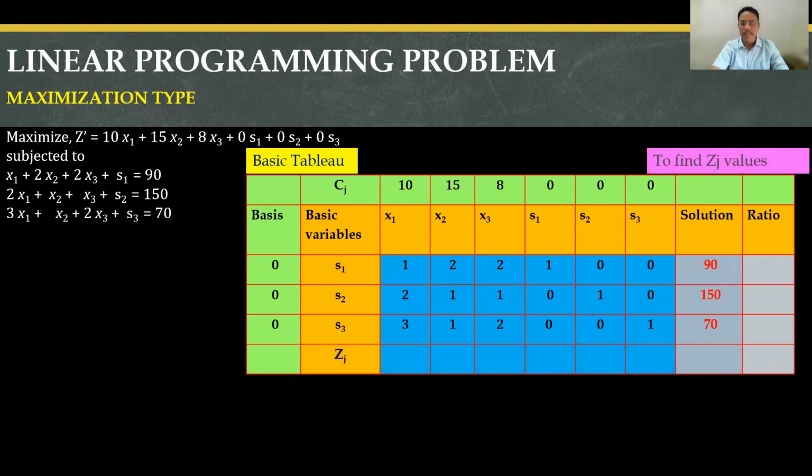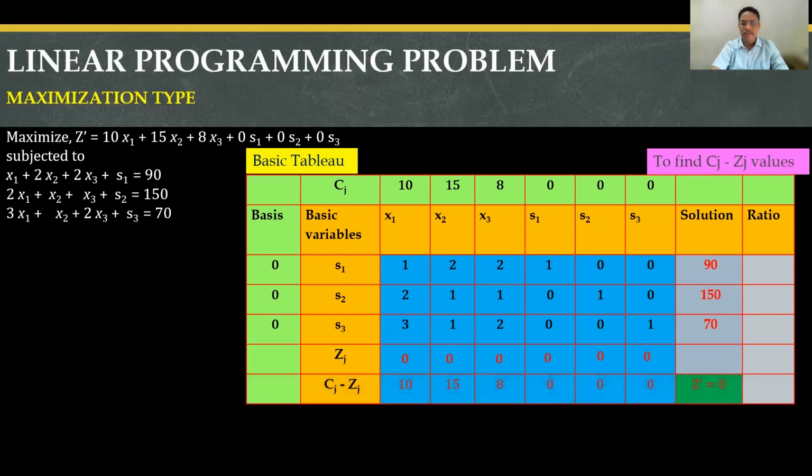The next step is to find the Zj value, and we get the Zj value as all zeros. Then to find the Cj minus Zj value, which we get as 10, 15, 8, 0, 0, 0 respectively under x1, x2, x3, s1, s2, s3.